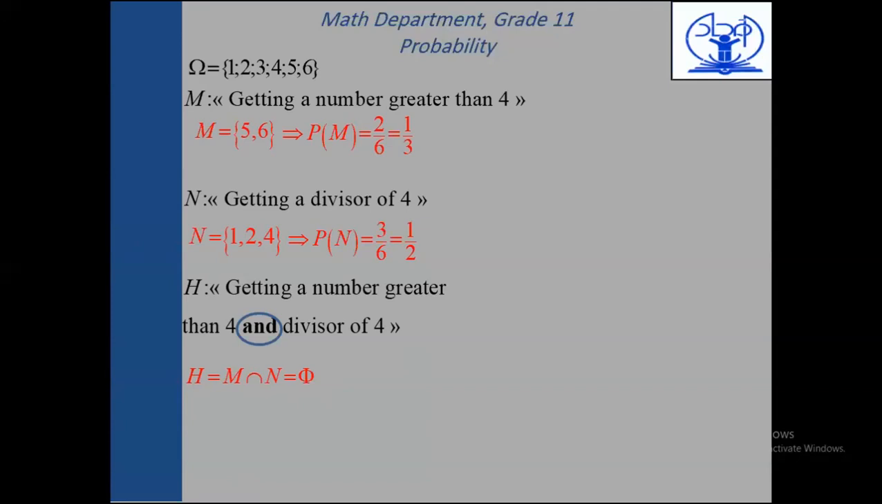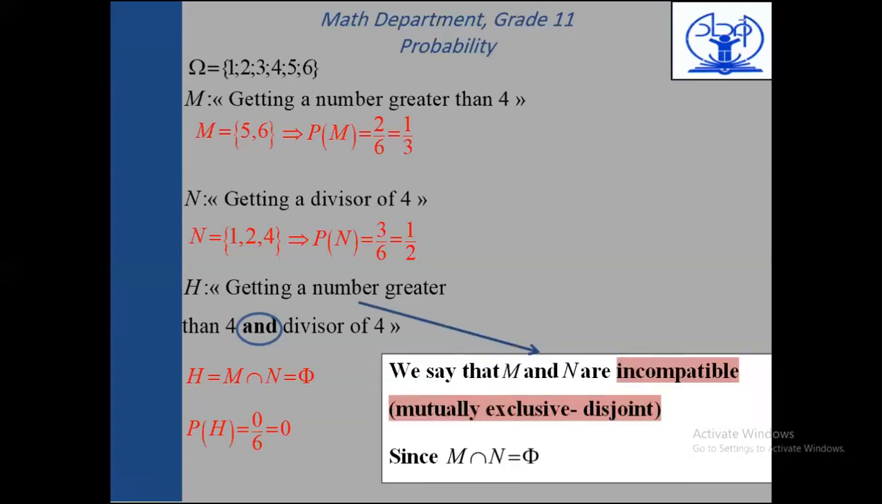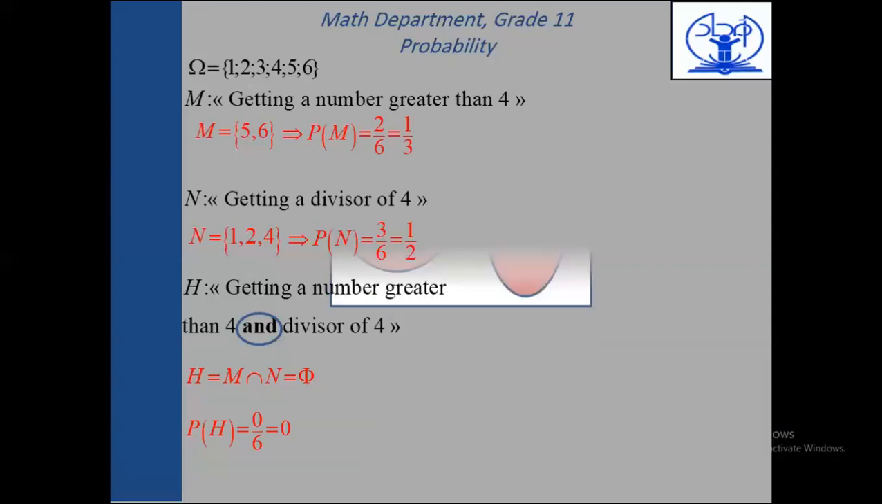There are no outcomes that satisfy both at the same time. So H is nothing but the empty set, and consequently the probability of H will be 0. Here, if two events M and N have their intersection empty, this means that the two events cannot occur at the same time. We say that these two events are incompatible or mutually exclusive or disjoint, since their intersection is empty. So two events are incompatible if these two events can never occur at the same time.